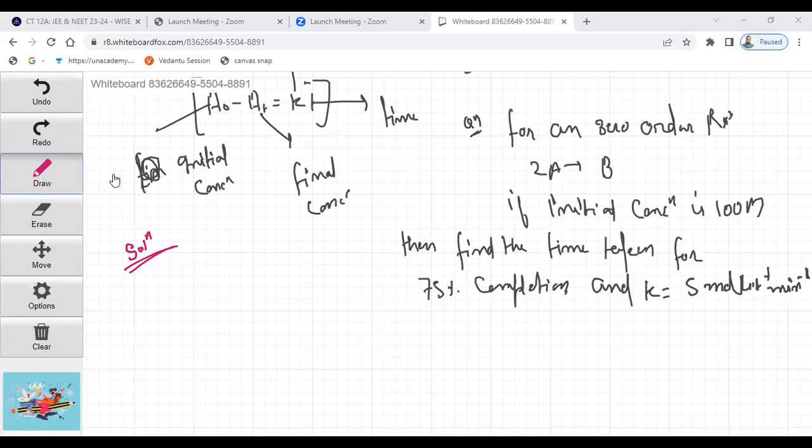25 is not the answer. Let's see what formula we will use. The question is given for a zero order chemical reaction. In the zero order chemical reaction, what is the A naught value? Here the A naught value will be equal to 100.